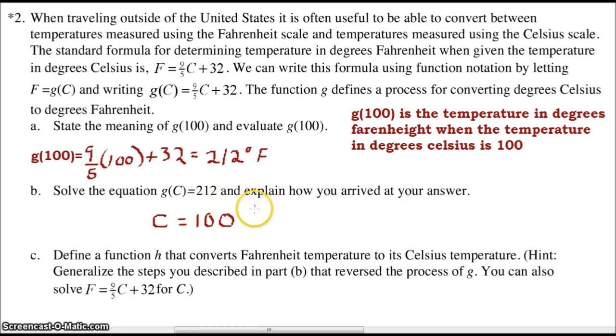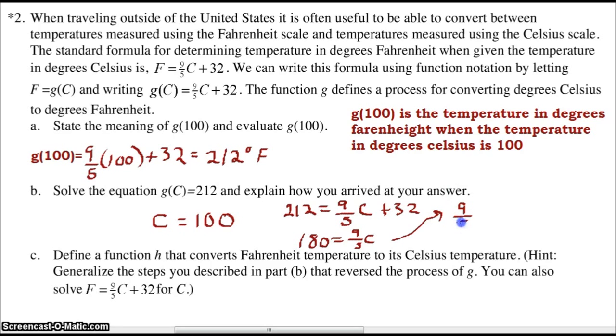Now, if you didn't know this, how would we solve the problem? Well, you know that g of c equals 212, so you'd replace this g of c here with 212, and then you'd simply solve your formula or your equation for c. You can subtract 32 from both sides, and we'll get 180 equals 9/5 c. And then you could either divide by 9/5 or you could multiply by the reciprocal. 9/5 times 180. That will give you c.